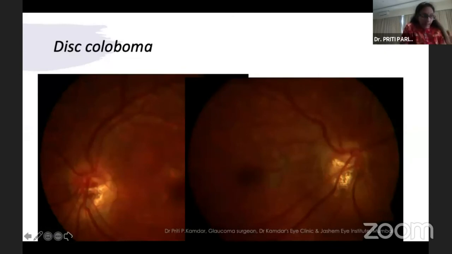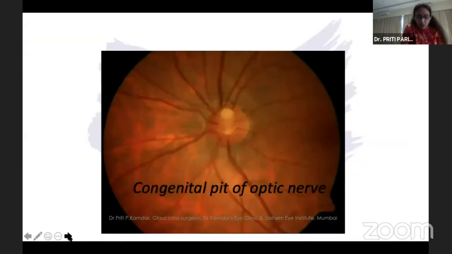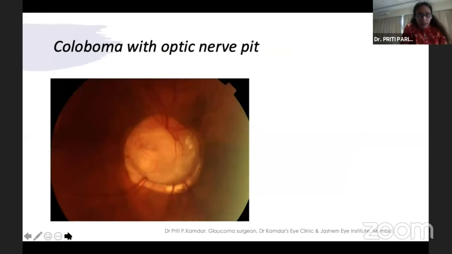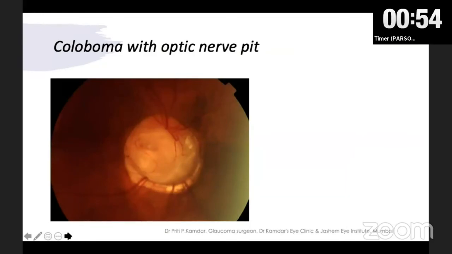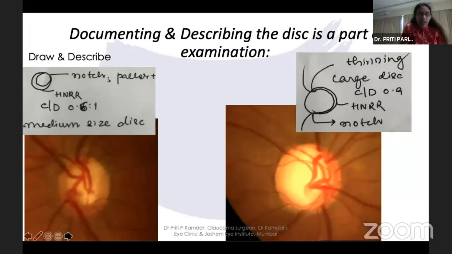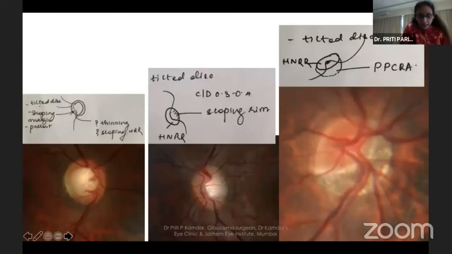Now, congenital anomalies of the disc can be confusing and can be mistaken for a glaucomatous disc, like a disc coloboma, congenital pit of the optic nerve, coloboma with an optic nerve pit. Documenting and describing the disc is also a part of an examination. Every disc cannot be photographed, but every disc has to be drawn and described, and these are just different methods of how you can describe a disc even when it is a little different.